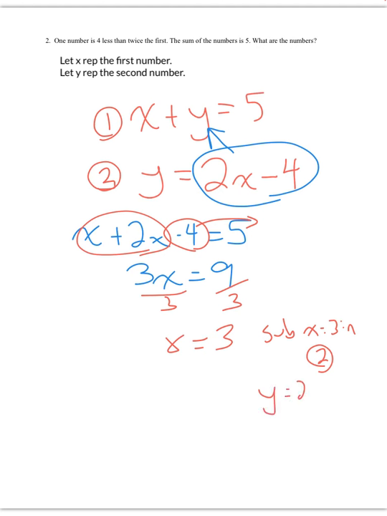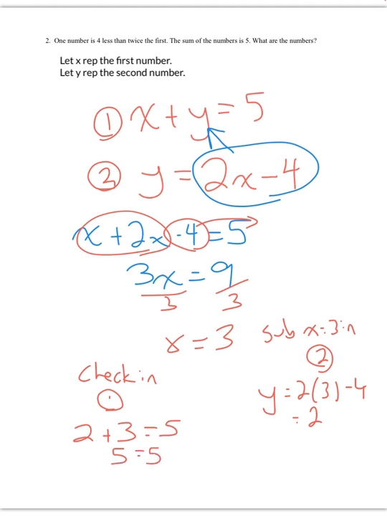So you have y equals 2x minus 4. So it's 6 minus 4, which is 2. Now we're going to check this in number 1. So I want to check x plus y to see if it equals 5. And indeed, 2 plus 3 is 5. So therefore, my two numbers are 2 and 3. Pardon the penmanship, it is pretty tricky to write on this thing and make it legible. But yeah, so that's the two number problems.